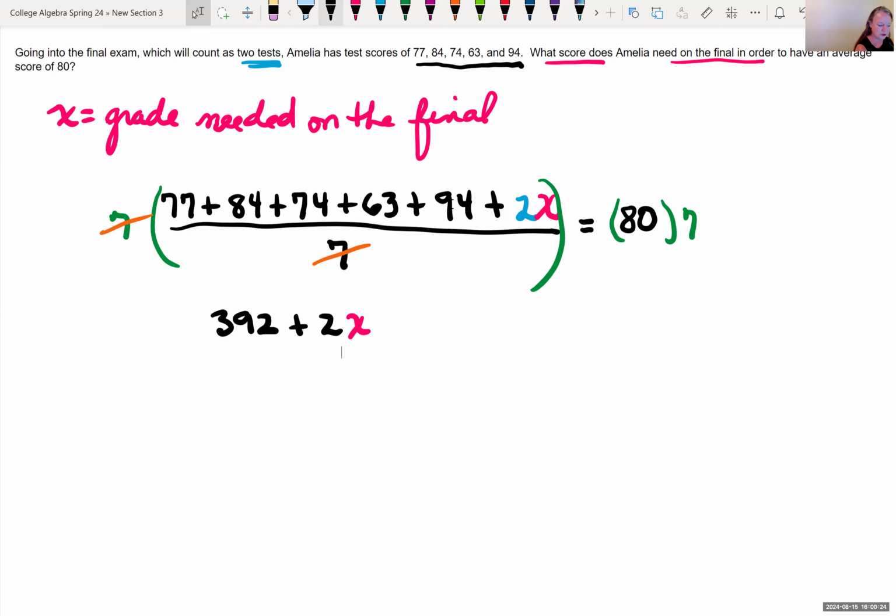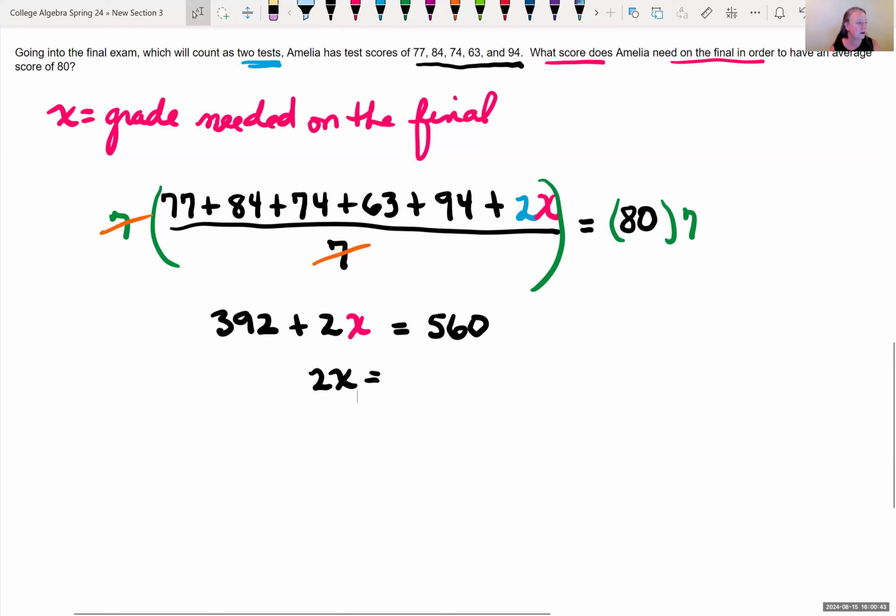And so now we summed up those numbers plus 2x. This is equal to 7 times 80, which is 560. So it's a linear equation, with a term with a variable on one side, so we would subtract 392 on both sides. So I get 2x equals 560 minus 392.